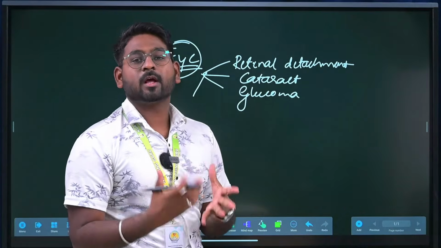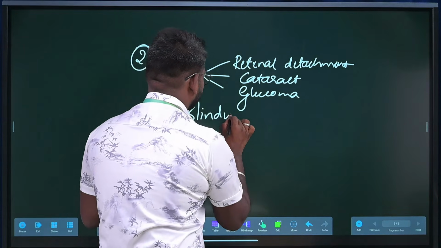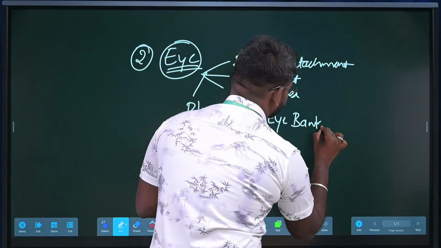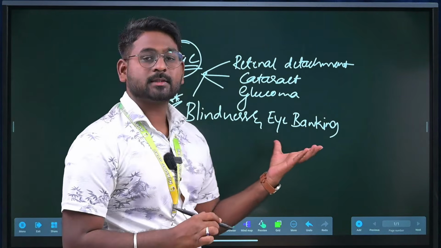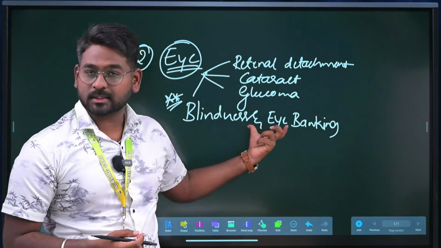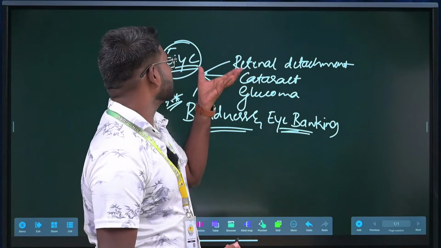The retinal detachment, the glaucoma, and one of the important topics is blindness and eye banking, okay. So this is one of the important topics compared year wise. In the previous year, when it was medical surgical, this is also one of the high yield or high content topics from this unit, okay.